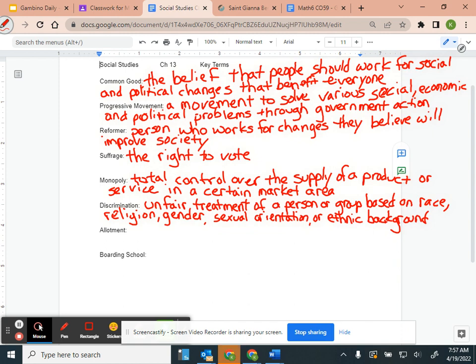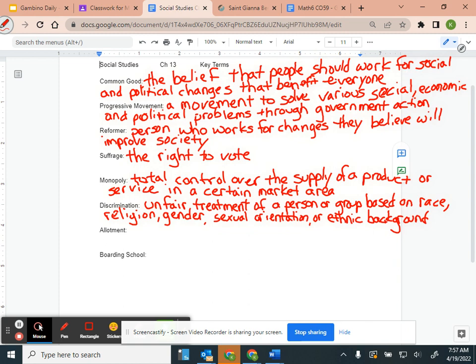Like women not having the right to vote. So that would have been discrimination against women not being able to vote. We've learned a lot about discrimination against African Americans. So we've already talked a lot about different types of discrimination.